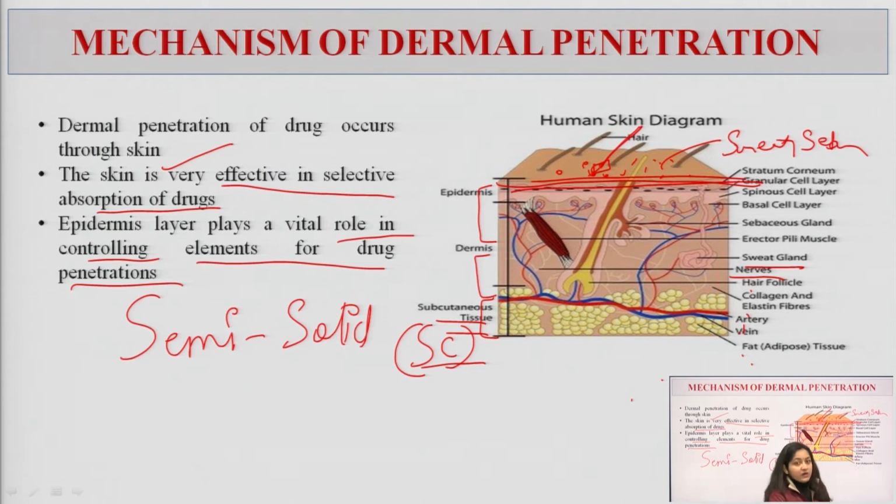corneum. Now, studying of dermal penetration of drug is important because when we are formulating a semi-solid dosage form, it is often going to show its action topically onto the skin surface or onto the mucosal surface. So, it is important to understand how this penetration occurs, what actually happens. We are going to understand these mechanisms in the next slides.